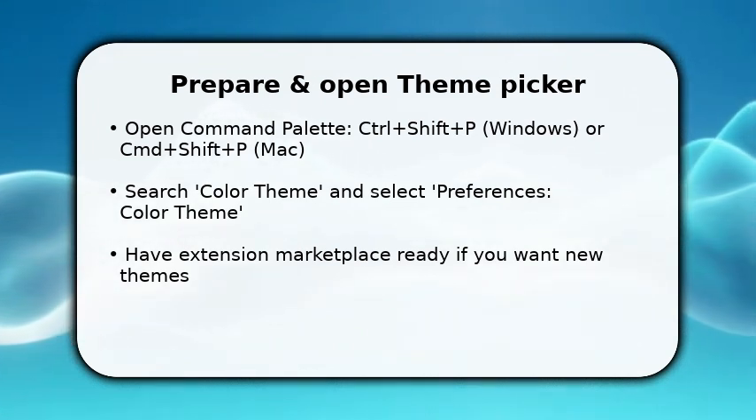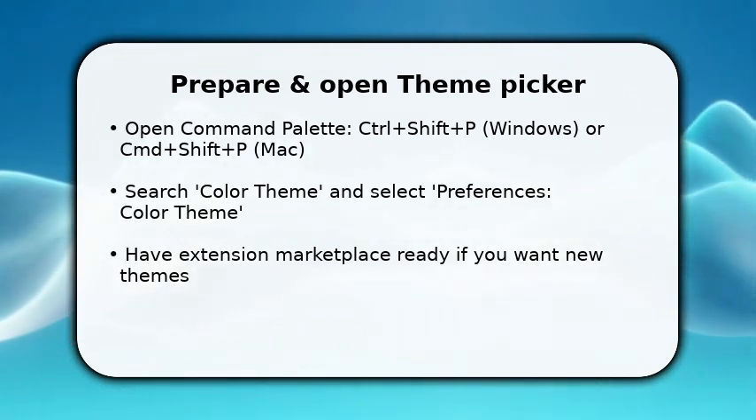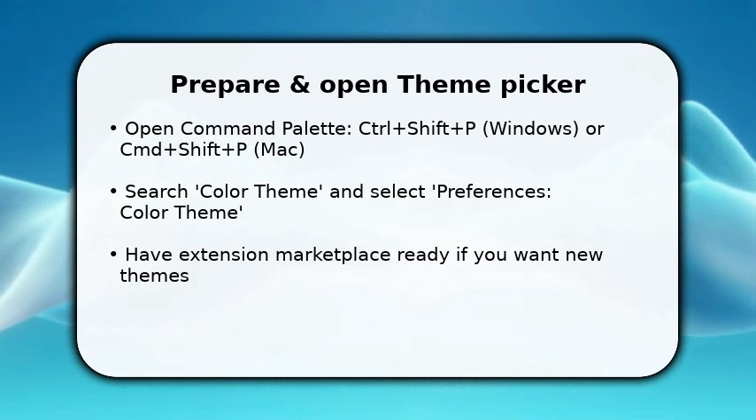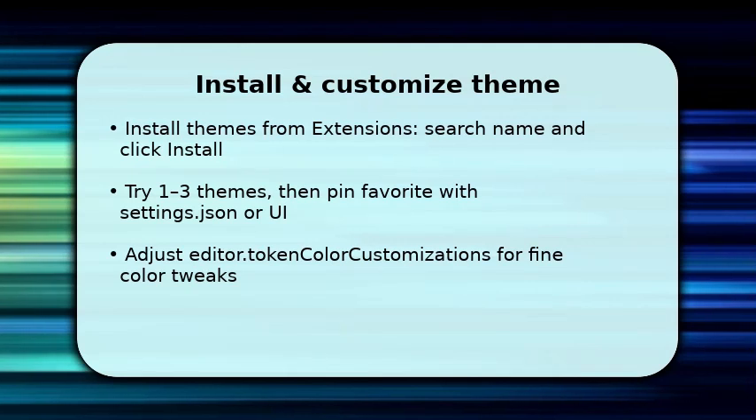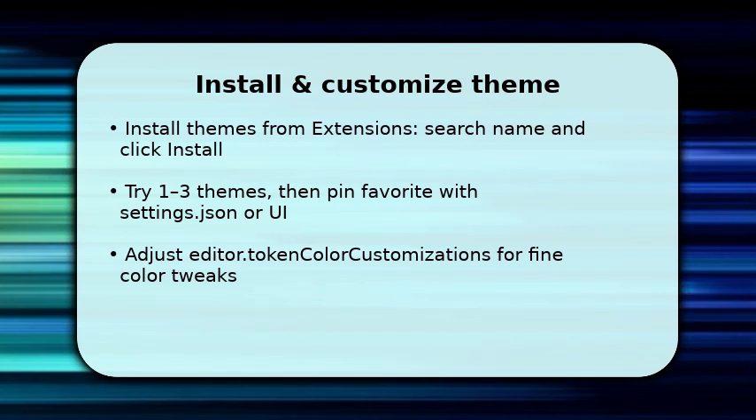If you plan to add themes, keep the extensions view handy to install before finalizing. This saves back and forth. Next, install or select the theme you want and then tweak it. You search extensions, install the package, and return to the color theme picker to test it. Make sure to try 1 to 3 candidates. Multiple comparisons help you judge contrast and syntax clarity.